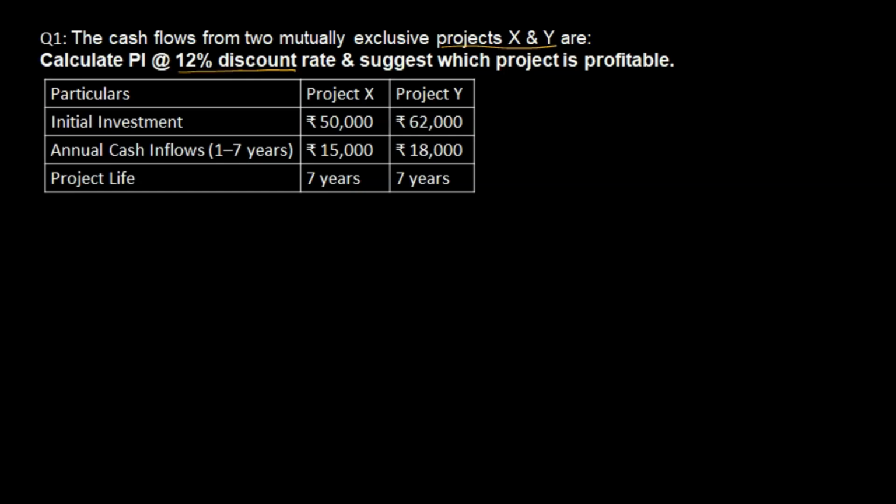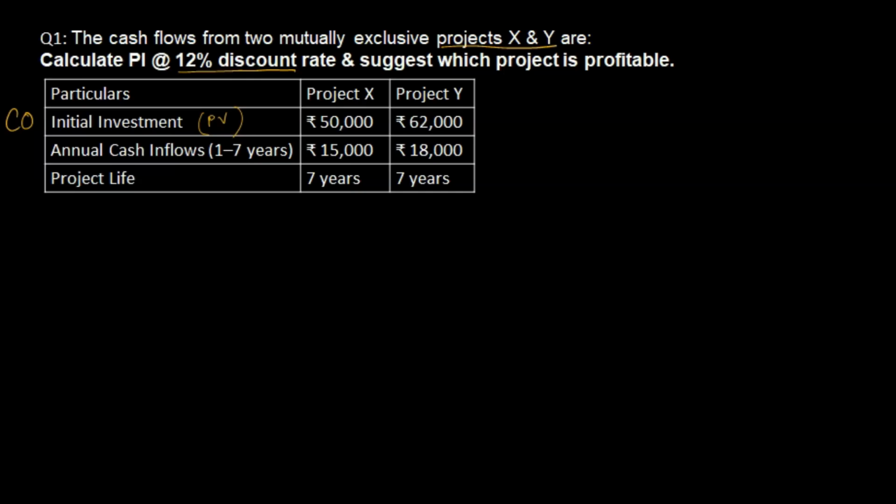And suggest which is profitable. Here two investment proposals are given. You have to suggest which one is the best based on the profitability index method. Initial investment is given. Initial investment is nothing but cash outflow, that we are investing. This is already given as present value, because we are investing this amount today only, so we don't need to find out its present value.